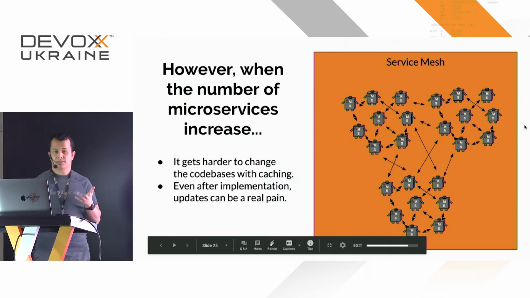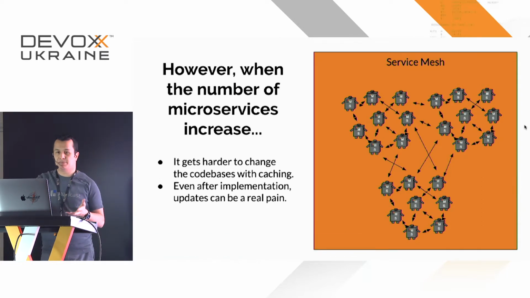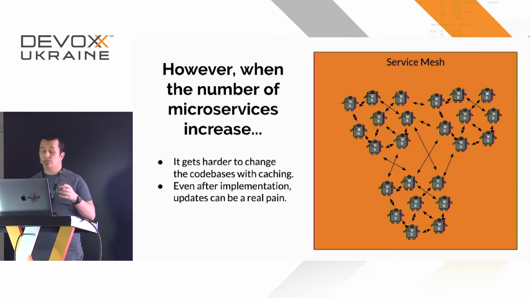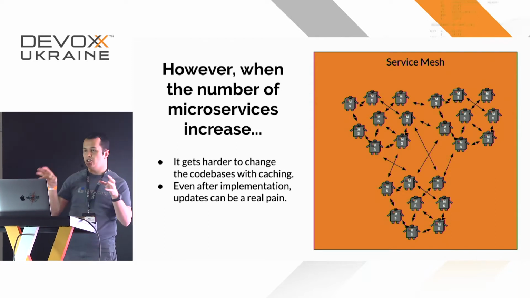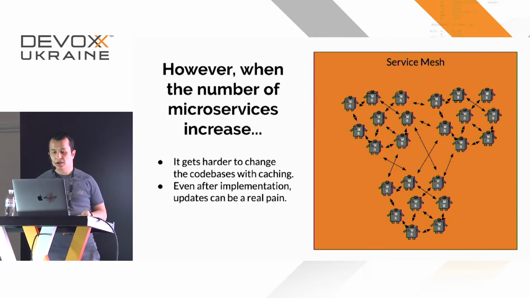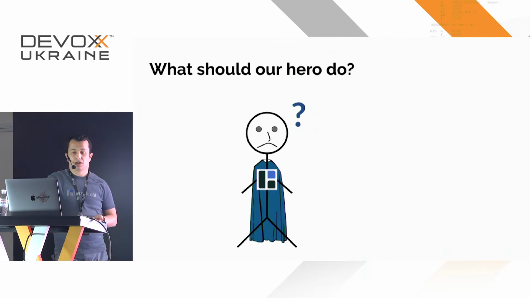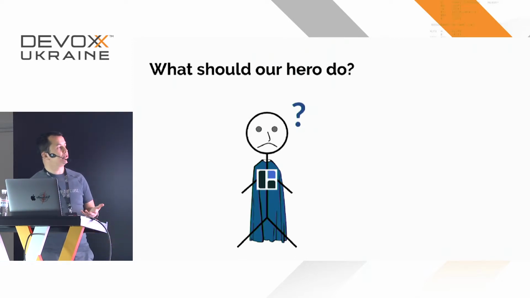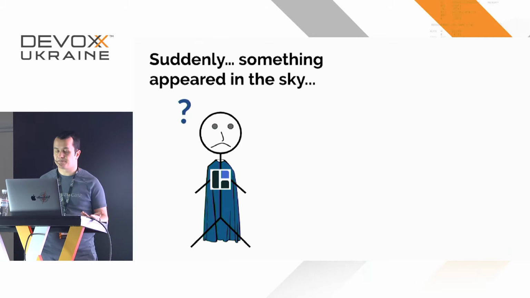Yes, even after the implementation, the updates can be a real pain because you need to know each detail for each cache that you implemented. So it can be a problem. So what should our hero do to resolve this problem?